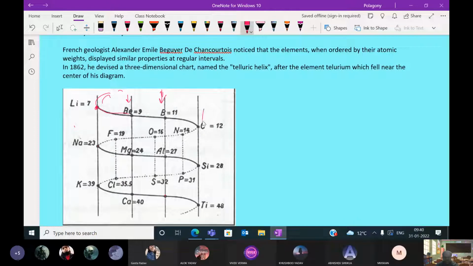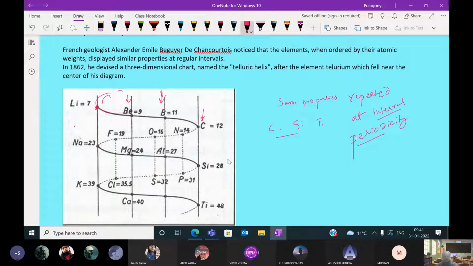Carbon, silicon, titanium: you get elements with the same properties. So at regular intervals, you get elements having the same properties. These elements came on the same line after regular intervals. It was noticed by the scientists, but this classification was not that significant at that time. But one thing was clear: properties repeated at regular intervals, which was later called periodicity. Periodicity was first noticed by this scientist because of the spiral arrangement of the elements.